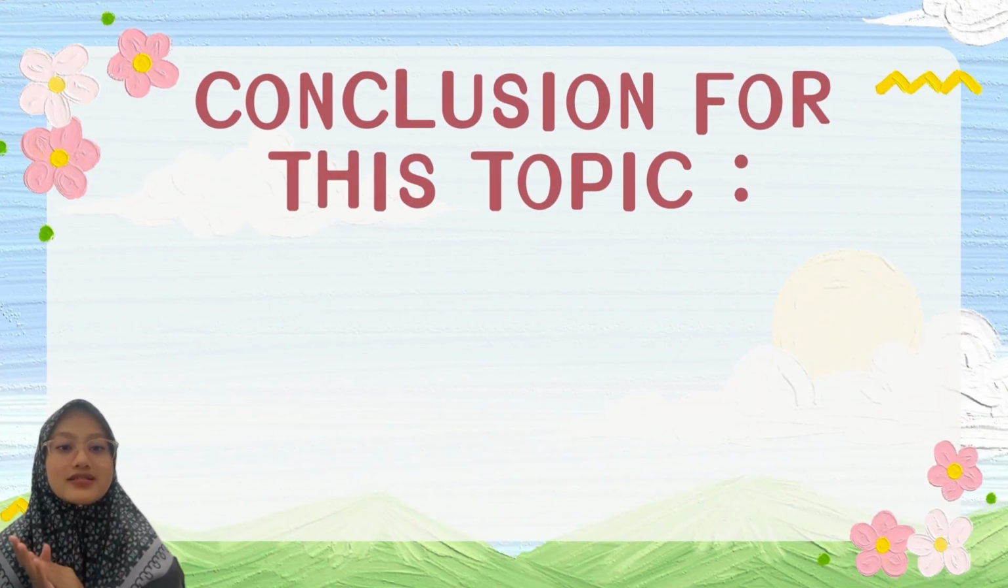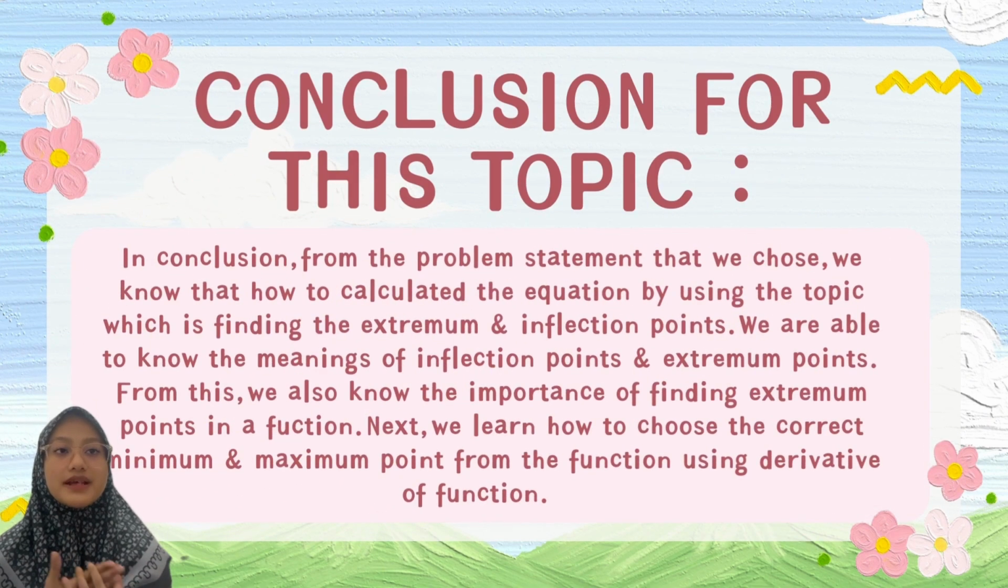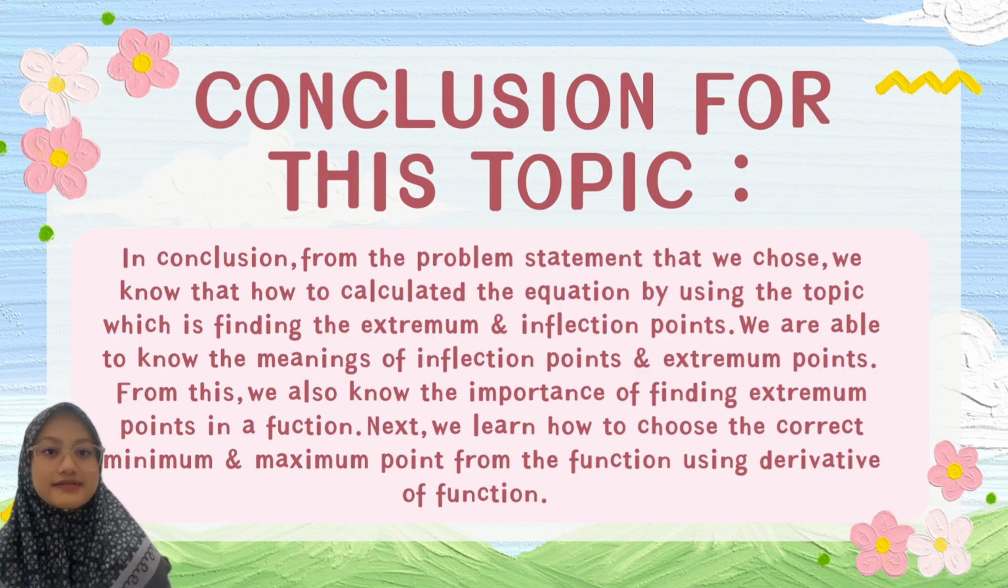So, this is the conclusion for this topic. In conclusion, from the problem statement that we chose, we know how to calculate the equation by using the topic, which is finding the maximum and inflection points. We are able to know the meaning of inflection points and maximum points. From this, we also know the importance of finding maximum points in a function. Next, we learn how to choose the correct minimum and maximum point from the function using the derivative of the function.